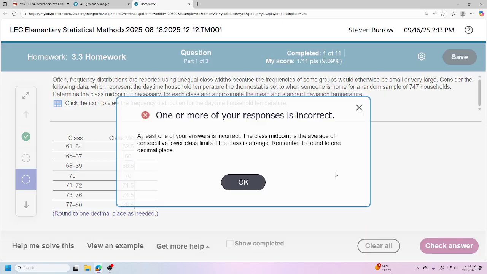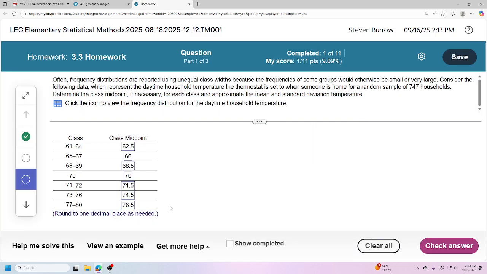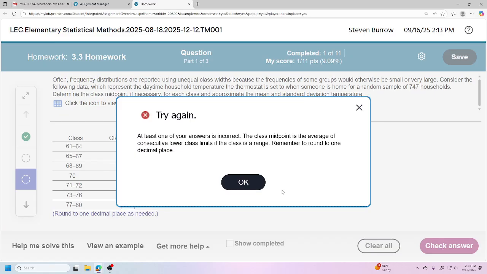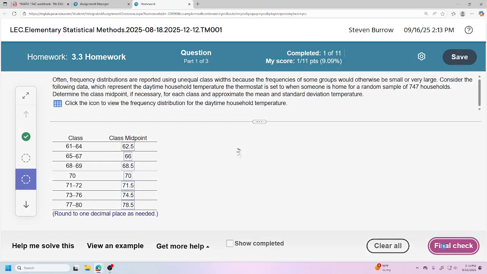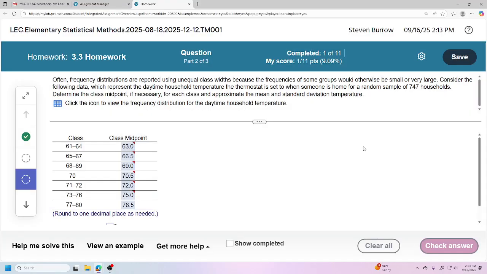Check it. Oh, what did I do wrong? At least one of them's incorrect. Okay, hold on. 77, 78, 79, 80. That is 78.5. Oh, I'm about to get angry. See, this is exactly the kind of stuff that I don't like. Why is it saying I'm wrong? Ooh, here we go. Let's check it again. All right. Nah, man. This is so rage quit.